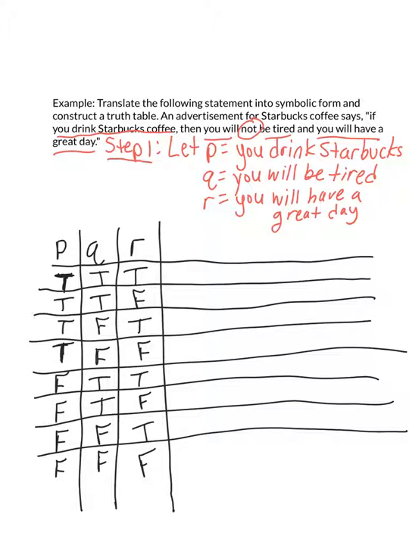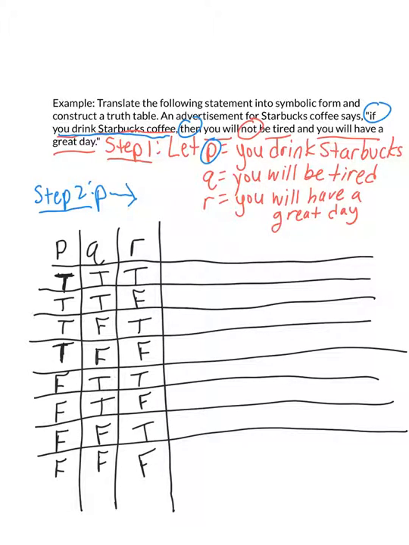Step 2, I'll do in blue. Now we're ready to go back through the sentence one more time and bring in the letters with the symbols. I see the words if, then, so I need an arrow pointing to the right, that conditional arrow. And the if portion of the sentence was you drink Starbucks coffee, which was letter P.